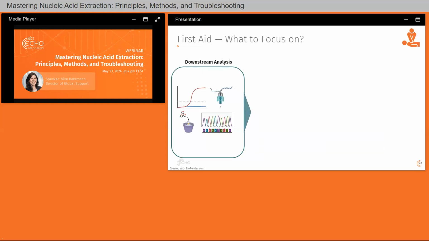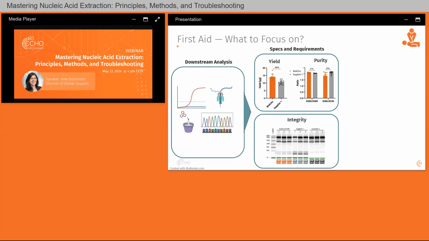So again, what to focus on? Focus on your downstream analysis. Understand your downstream analysis first, and then move on and think about what you need. Think about the specs and requirements. What yield do I need? How pure does my sample need to be? And what integrity do I need? Here you see some examples of our internal data. You can see that we are getting good yield and pure samples and also integrity, but it does not always need to be like this.